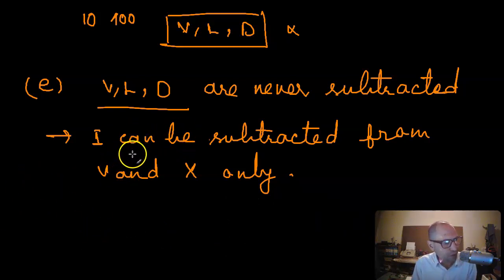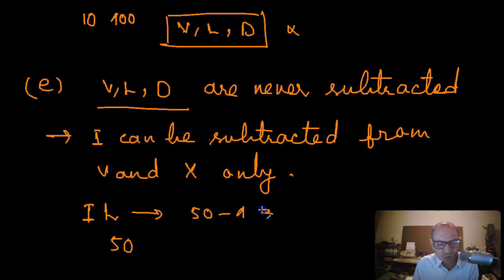Then you cannot put a 50, which is L, and put a 1 over here. If you have an L, which is a 50, and put a 1 over here, you might think that's 50 minus 1, which is the same thing as 49, but that's not the case. So you're not supposed to do that. Meaning that 1 can be subtracted only from this or this, meaning that this is not allowed.